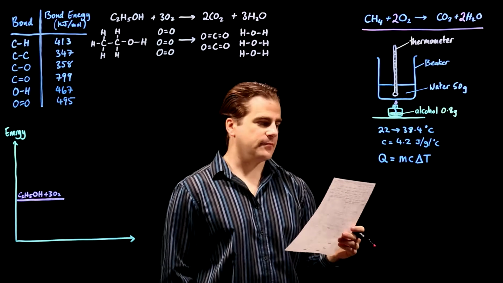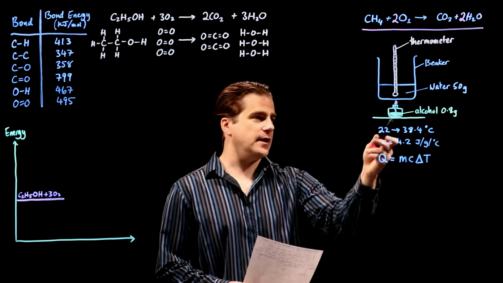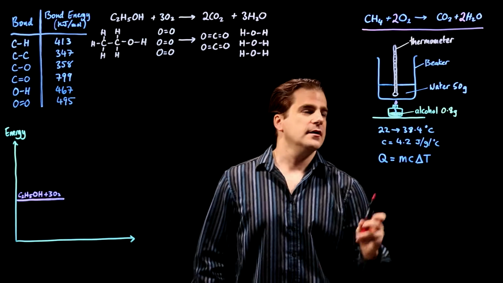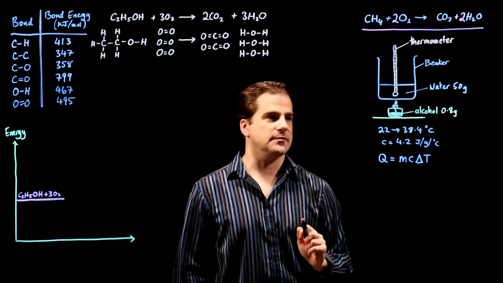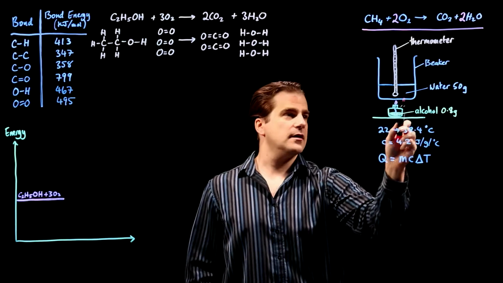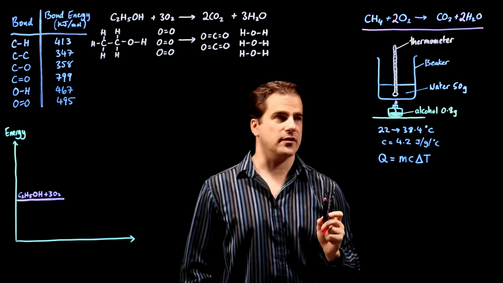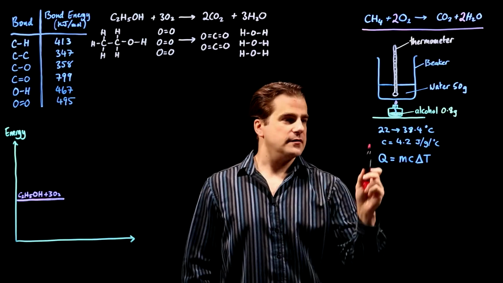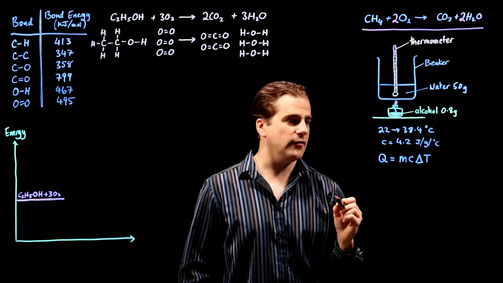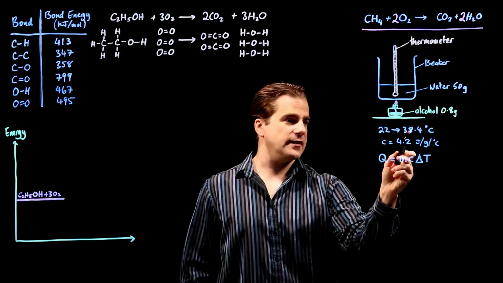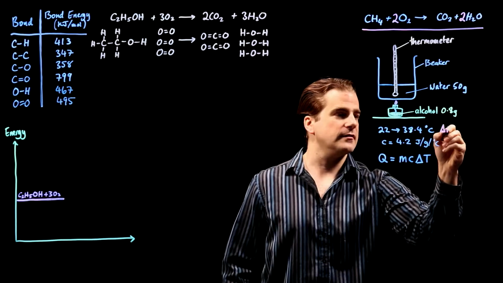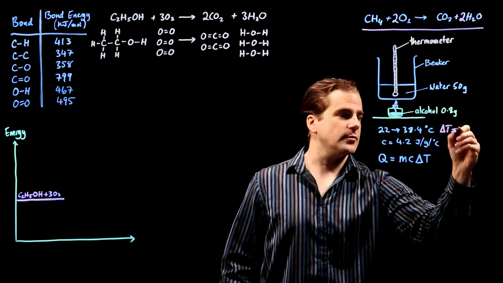Next question. Calculate the heat energy released by burning 0.8 grams of alcohol. Okay, so it's a Q equals MC delta T question. They've told us we've got 0.8 grams of alcohol that we've burnt and we're heating 50 grams of water. So the temperature change is 22 to 38.4, so therefore delta T is 38.4 minus 22. So delta T is 16.4 degrees.